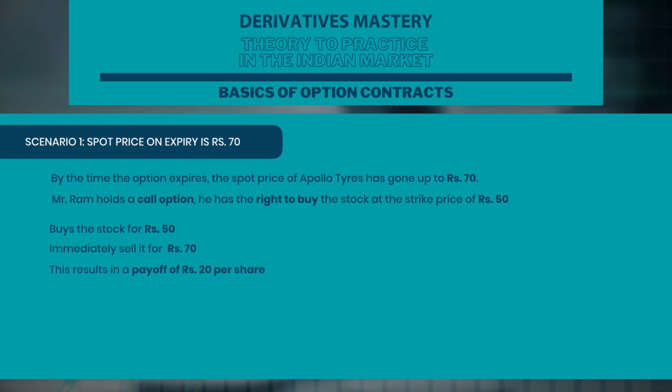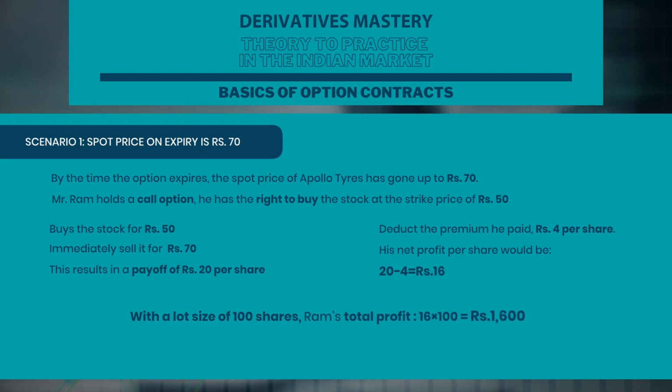So this results in a payoff of rupees 20 per share. However, we need to deduct the premium he paid, which was rupees 4 per share. So his net profit per share would be 20 minus 4, which is 16. With a lot size of 100 shares, Mr. Ram's total profit would be 16 into 100, which is 1600. So in this scenario, Mr. Ram makes a total profit of rupees 1600.